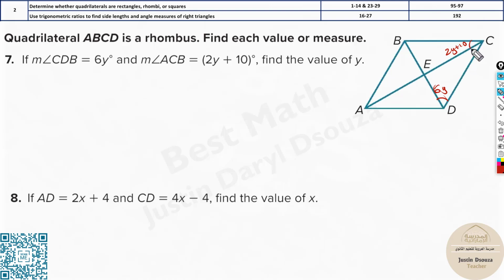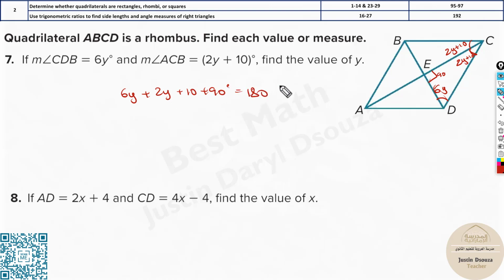This angle is being bisected and these both are equal, isn't it? So this is also 2y plus 10. So this angle is 2y plus 10, this is 6y, and this is 90 degrees. Now we just add them all up. So 6y plus, see now, though ACB is this angle, ACB and ACD are equal to each other, congruent. So therefore, we can just add them all up. Plus 90 degrees will be equal to 180.